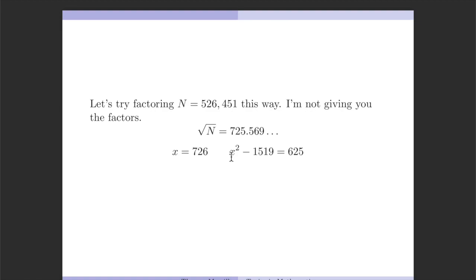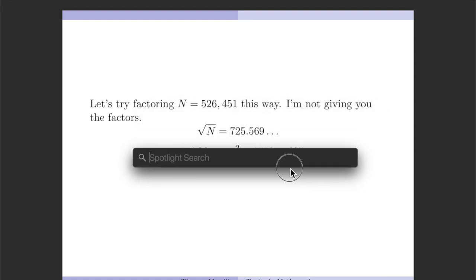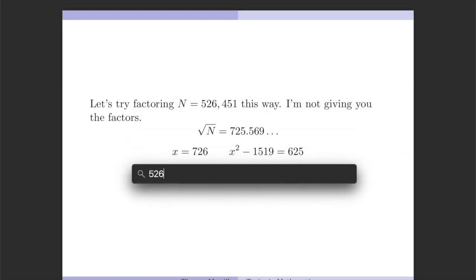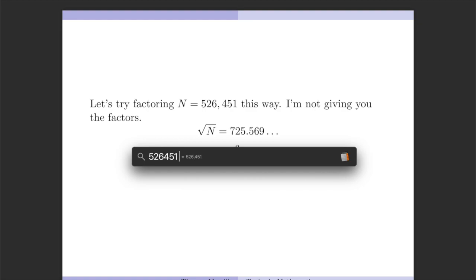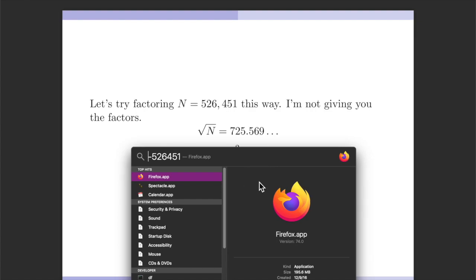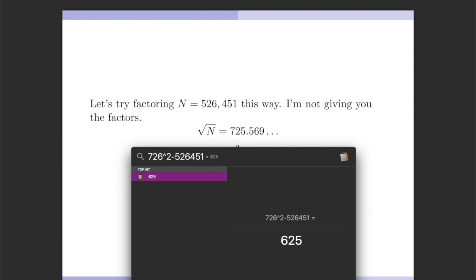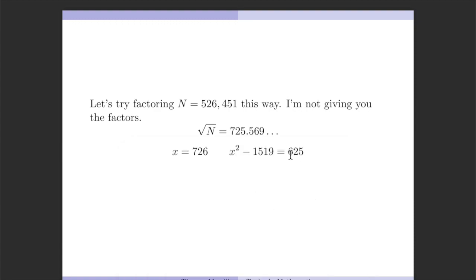So I square my x, I subtract off, that's the wrong number. That is another typo. That'll be fixed on the online version of these slides. Let's do this real quick just to make sure I'm not pulling the wool over your eyes. Take this number, and that is what we are going to subtract from x squared. My x was 726, and I square that. I do get 625. So this is correct. This is a typo.